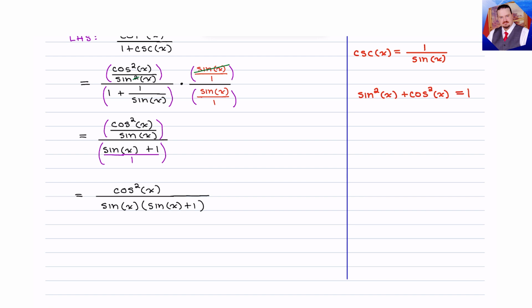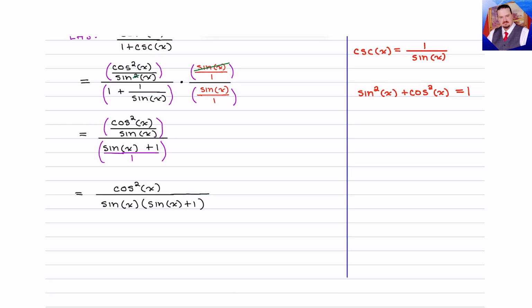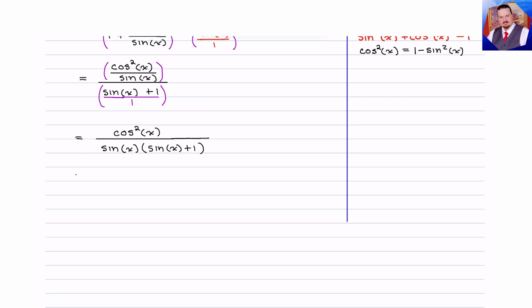Again, now, cosine squared, what is that equal to? Well, we know sine squared plus cosine squared is 1. So a popular variation of our Pythagorean identity is cosine squared x is 1 minus sine squared x. So let's put that in and see what we get. The numerator becomes 1 minus sine squared x, because that is what cosine squared x is. I'm replacing cosine squared x with 1 minus sine squared x, which is coming from our knowledge base.